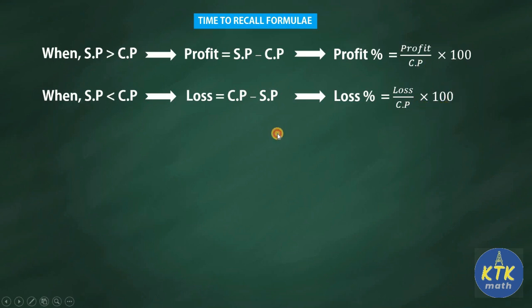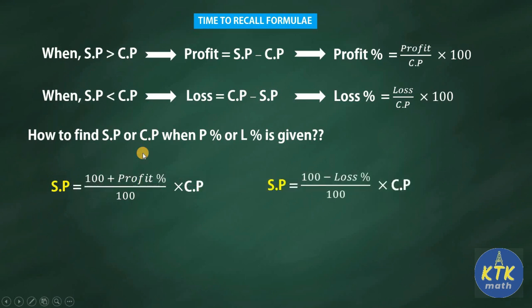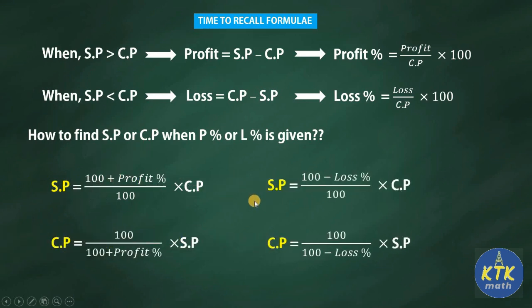And how to find selling price or cost price when profit or loss percentage is directly given? In that case we will be asked to find selling price or cost price. So here we are going to make use of 4 formulas: selling price with profit, selling price with loss, and in the same way cost price with profit, cost price with loss. It's very easy to remember these formulas. I'll give you one shortcut.